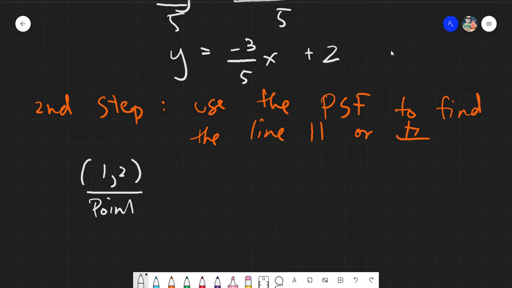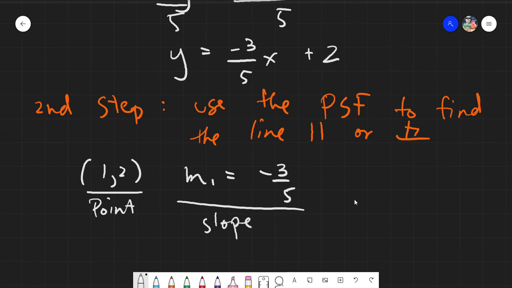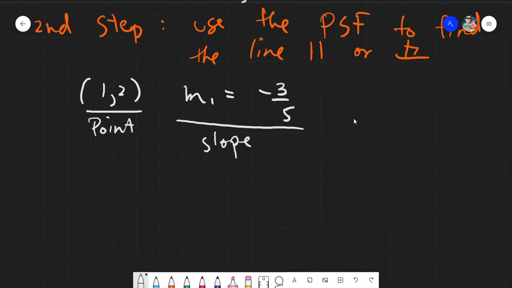This one. We need the slope. And the slope that is given to us is negative 3 fifths. Okay? So, this is the slope. Having the point and slope, we can now find the equation of the line. In this case, we are going to find the equation of the second line.